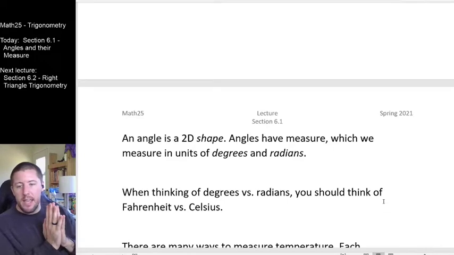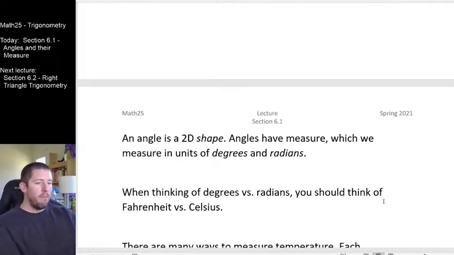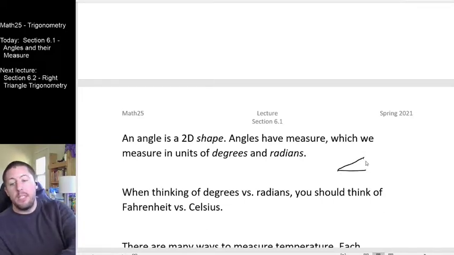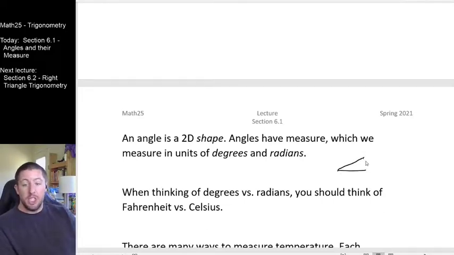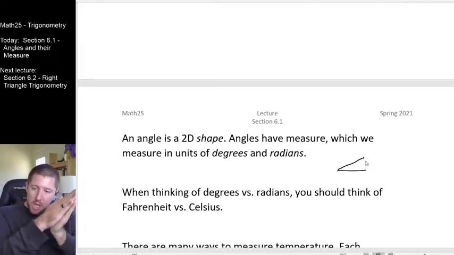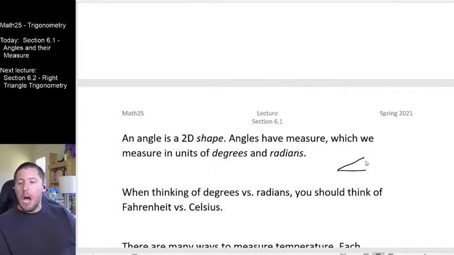An angle is a two-sided, non-closed, non-polygon shape, right? So an angle is a 2D shape that's made by two rays. So here is the shape of an angle. We say that this angle, this shape, has measure, and we measure the openness of that shape, and we typically do this in degrees or what we will call radians.